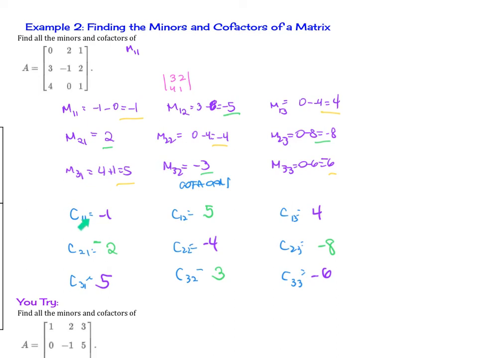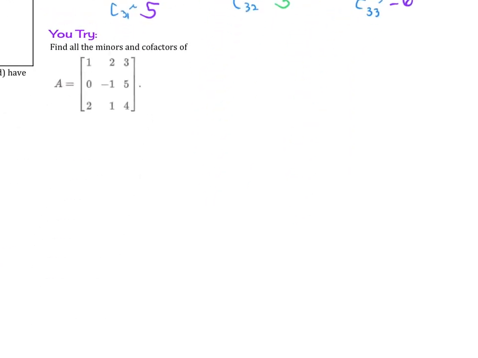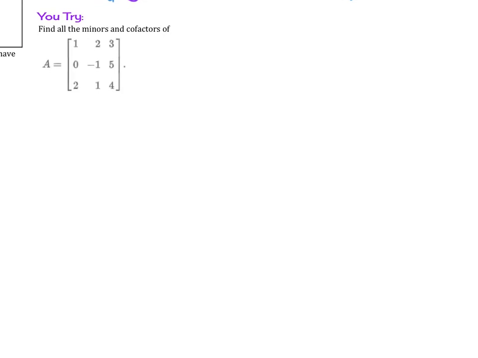Again, just to reiterate, notice when you add 1 plus 1, that is even, so therefore it stays the same sign. 1 plus 2 is odd, therefore we have the opposite sign. And then 1 plus 3 is even, so it is the same sign. Okay? So try out finding all the minors and cofactors of this example here.